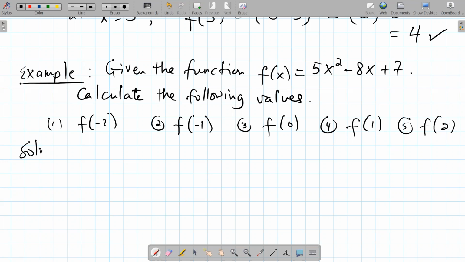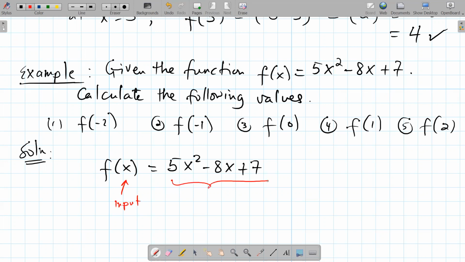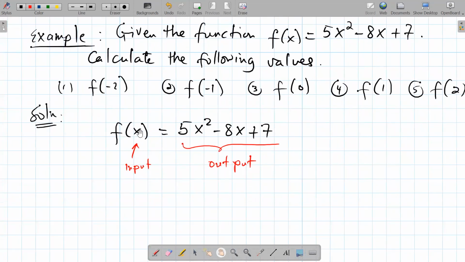So look at it carefully. The function notation has been given. Better still, the function is given as f of x equals 5x squared minus 8x plus 7. Remember that that is your input, and everything here is going to be your output. And again, if you know your input, you should be able to get your output.